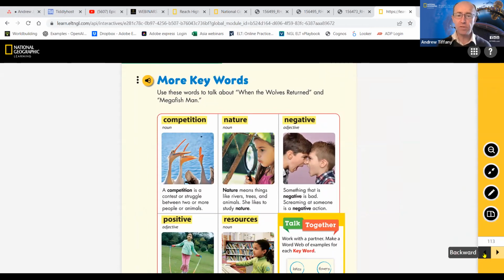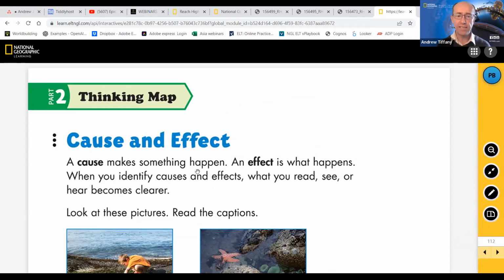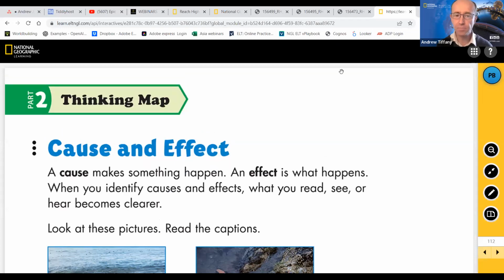But now what we want to do is talk about what is cause and effect. A cause makes something happen and an effect is what happens. So a cause might be, for example, I forgot my homework, and then the effect is the teacher is angry. Or the cause could be I got 100 on my test, and the effect is I am happy and my teacher is also happy because I got 100. So, cause and effect.